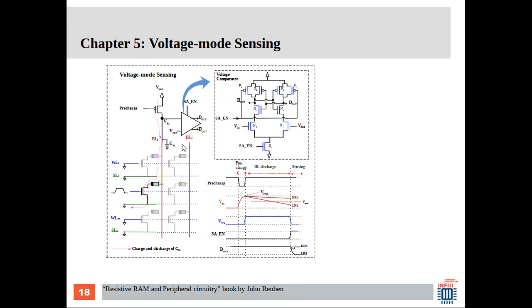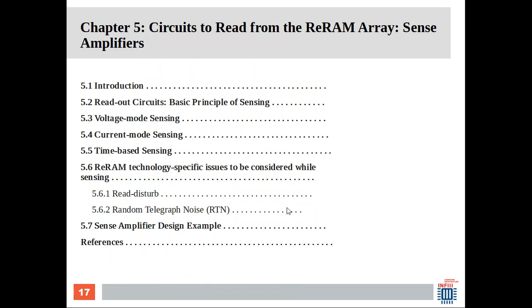So we pre-charge the bit line and we discharge it for a short time, and based on the resistance of the cell, it gets slightly discharged, or gets discharged very heavily, and then you have a VREF which is in between them. So all this I talk about in detail. And this is voltage mode sensing. I also discuss current mode sensing, where the current is drawn out from the ReRAM cell and is compared with another current. And then time-based sensing is similar to voltage-based sensing.